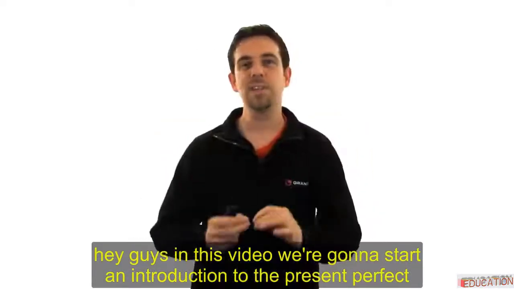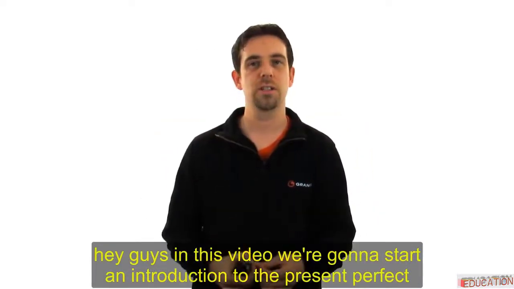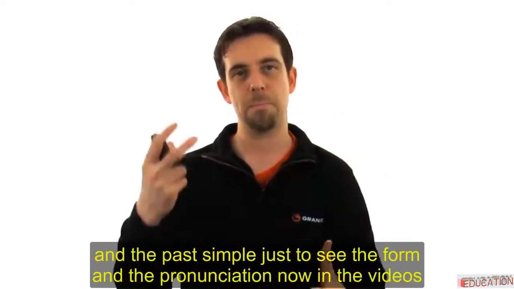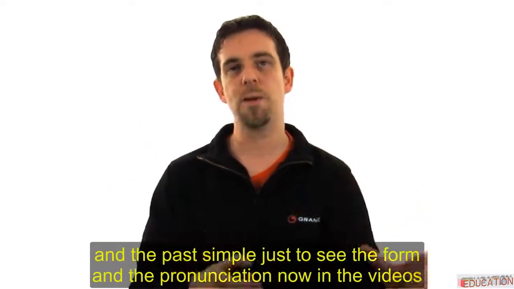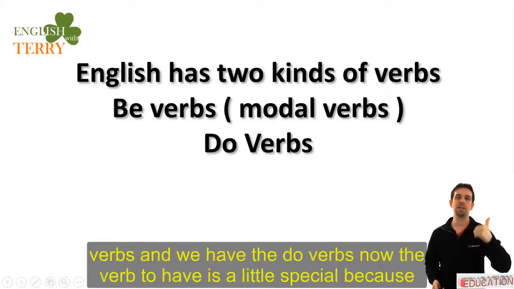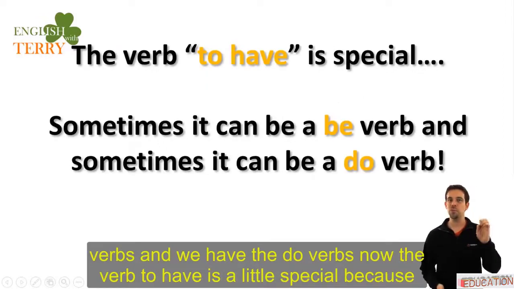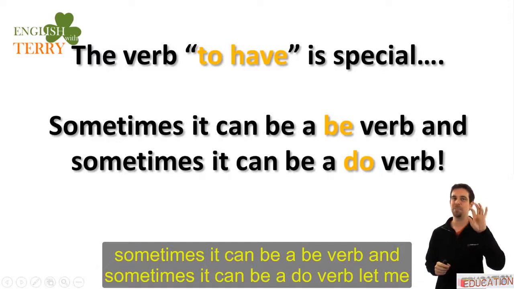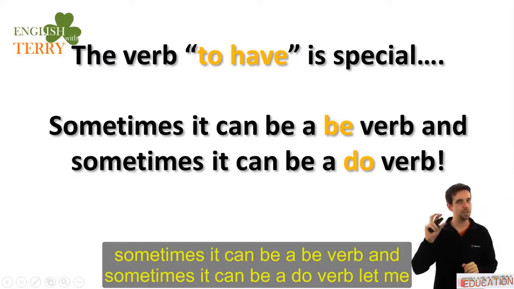Hey guys, in this video, we're going to start an introduction to the present perfect and the past simple, just to see the form and the pronunciation. Now, in the videos before, I told you that English has 2 kinds of verbs, right? We have the be verbs and we have the do verbs. Now, the verb to have is a little special because sometimes it can be a be verb and sometimes it can be a do verb.